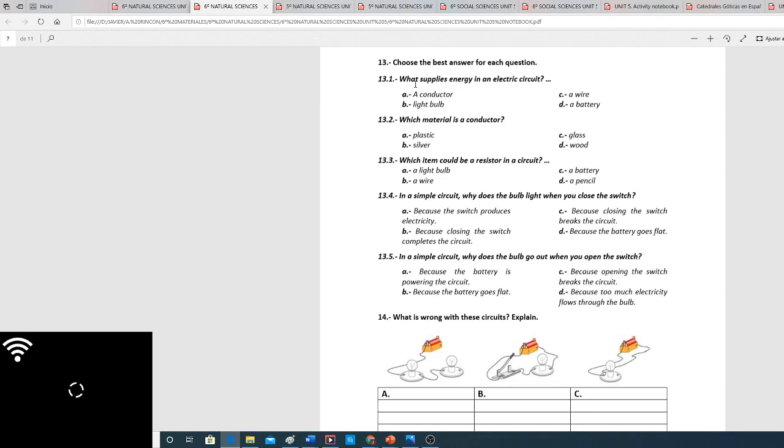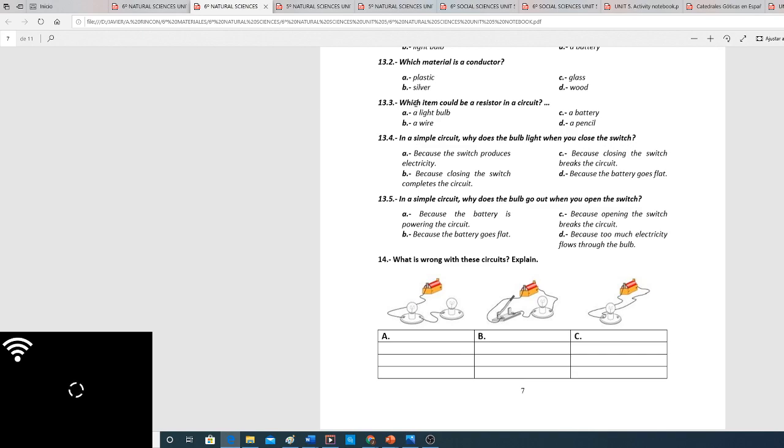So, I want to correct it. Number 13. First question is very easy. What supplies energy in an electric circuit? Conductor, light bulb, wire, or the battery? What do you think? Clearly, the battery. 13.2. Which material is a conductor? Plastic, silver, glass, wood. So, the right answer is B, silver.